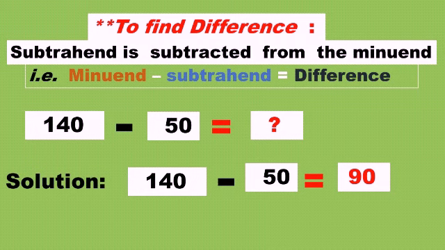140 minus 50 equals to question mark. As the question mark is on the right side of the equal sign, so it is the difference. You need to find out the difference. Now 140 minus 50 equals to what? Equals to 90. So this is the answer. So this is the difference of the given question.